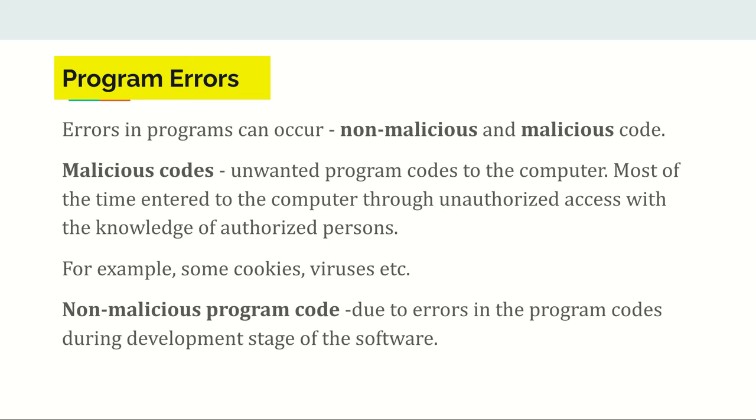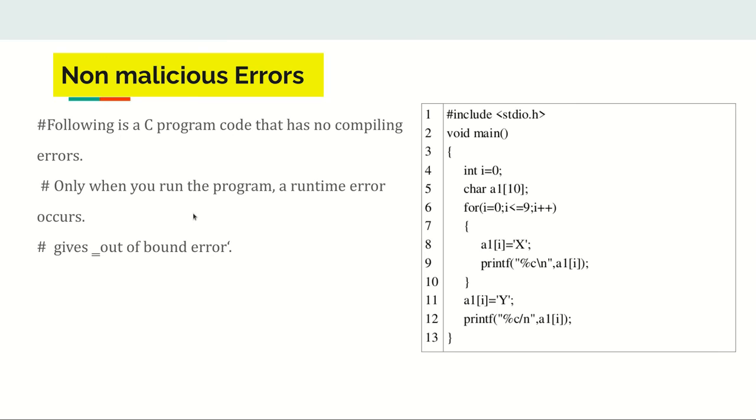Non-malicious program errors are due to errors in the program codes during the development stage of the software. When developing the software, some errors can occur. This here is an example of a non-malicious error in a program.